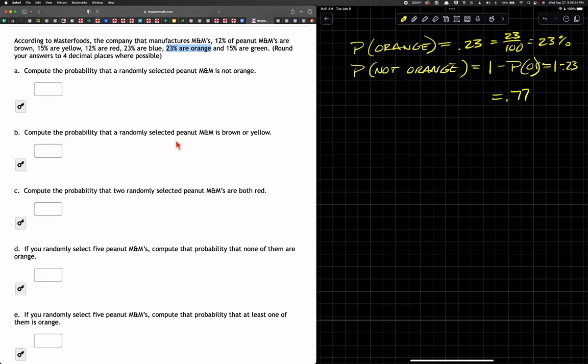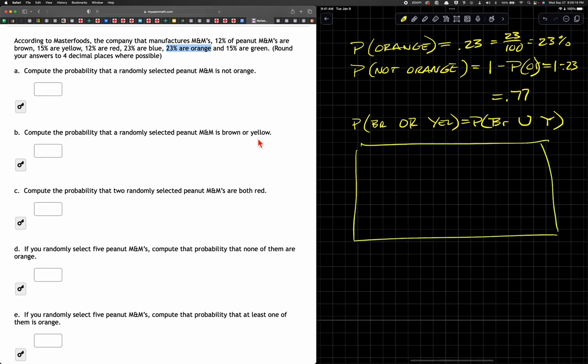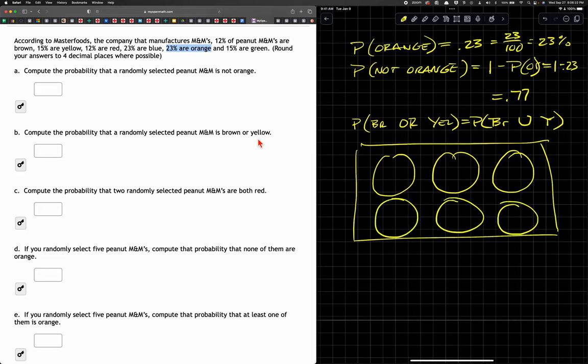Part B: compute the probability that a randomly selected peanut M&M is brown or yellow. So that's the probability of brown or yellow, I'm just changing notation, brown or yellow. If we had a Venn diagram, that's the universe. Here are our six M&Ms. Probability of brown or yellow is adding these two shaded regions together. Because we don't care if it's brown or yellow, we just want to know the probability of one of those things, so we would just join them together.